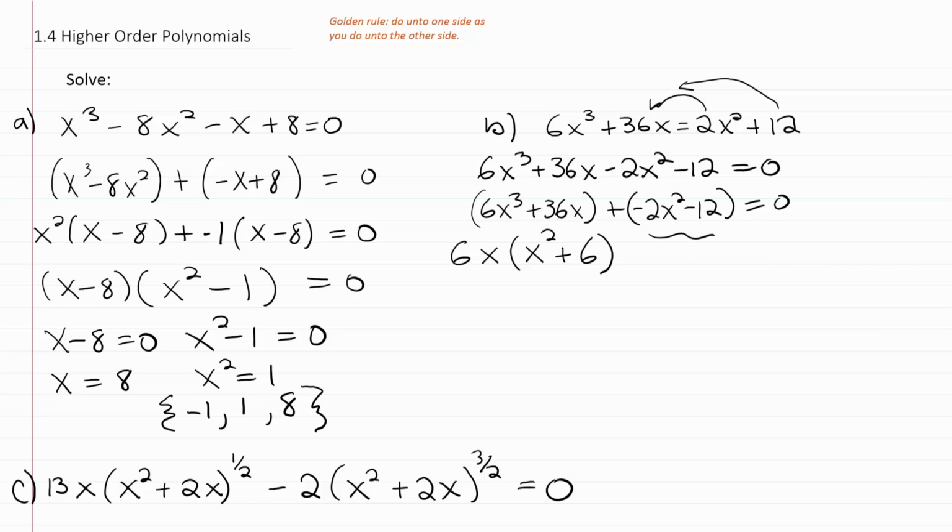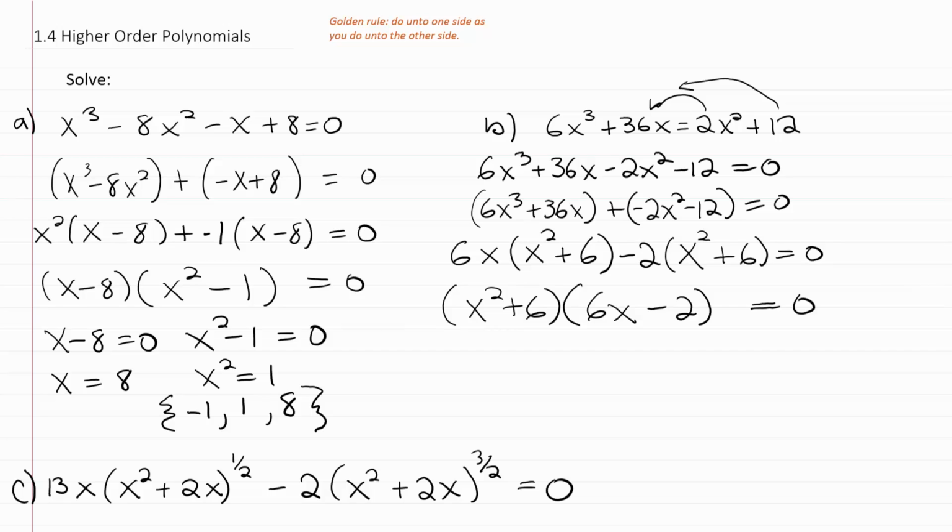For the second parenthesis, I have a negative 2 that's common to both terms. So I'll pull out a negative 2. So negative 2 divided into negative 2x squared will give you just positive x squared left over. And negative 2 divided into negative 12 will give you positive 6. And that'll be equal to 0. From there, each of these terms has a common factor of x squared plus 6. So I'll pull out the x squared plus 6. And what's left over then is just the 6x minus 2.